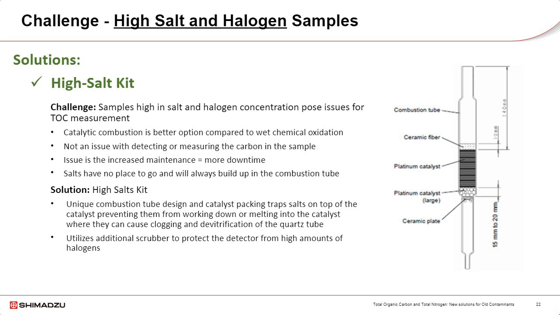Now, there's nothing that users can do about the salts. If they are present in the samples, there's nothing you can do. So what Shimadzu has done is design a unique high salts kit that utilizes a newly designed combustion tube, as seen on the right in this slide, and a new catalyst packing using larger bead platinum catalyst and smaller bead platinum catalyst. This is all designed to trap the salts on top of the catalyst, preventing them from melting or working down into the catalyst where they can cause issues such as blockages in the combustion tube, or even devitrification of the quartz combustion tube itself, which could lead to breakage of the tube.